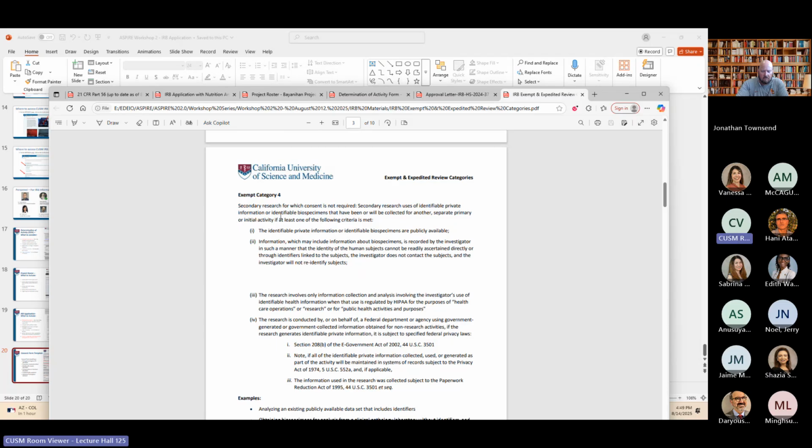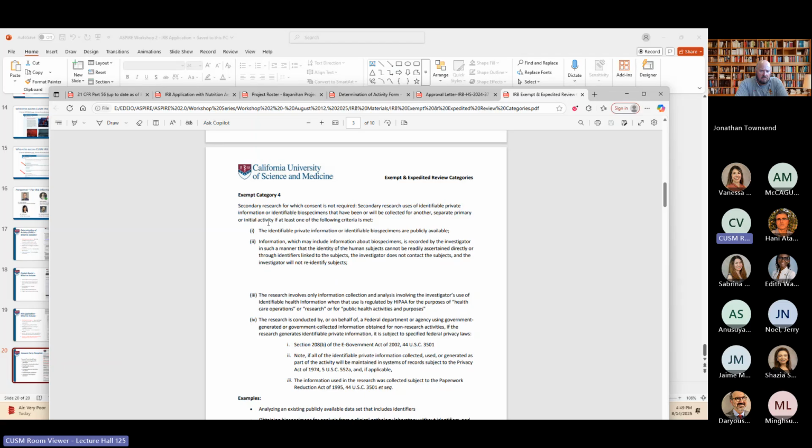Under this category, it's secondary research, meaning that it's data that's already been collected for which consent is not required because you're not interacting with a human person. The data is coming from a database. You can't get consent. It's just a publicly available database. Secondary research uses identifiable private information or identifiable biospecimens that have been or will be collected for another separate primary or initial activity if at least one of the following criteria is met, et cetera, et cetera.